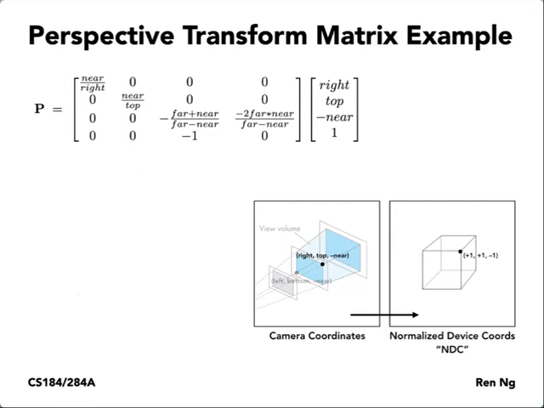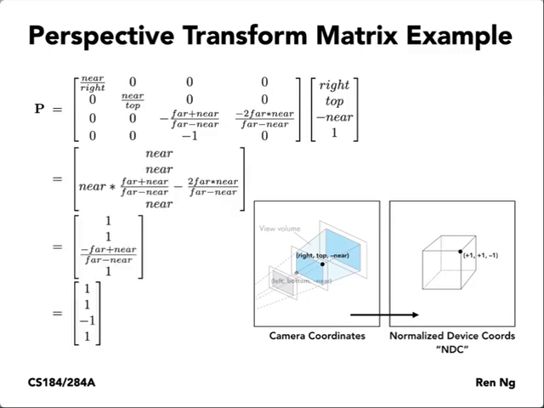Let me just show you a couple of examples so we get an intuitive feel for what's going on here. Okay, so let's take this point here, this coordinate at right, comma top, comma negative near. So it's this corner on the near plane of this projective frustum here, as we call it, or parallelepiped. Usually we call it a frustum. Okay, so right, top, negative near, we multiply by this projective matrix. So what do we get? We can crank it out.